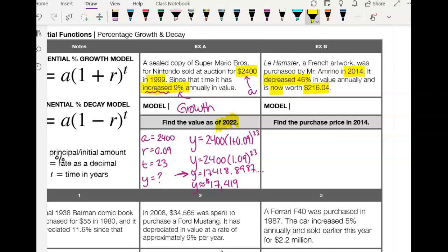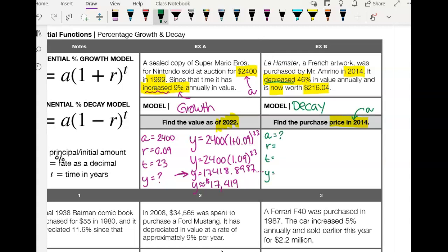Okay? So here's the thing. Now it says find the purchase price in 2014. That means that we are looking for, we don't know what the initial or the A value was, but it's decreasing, so we know that it's a decay model. All right. So again, off to the side, I'm going to go ahead and write down all of the variables that are involved and plug them in.